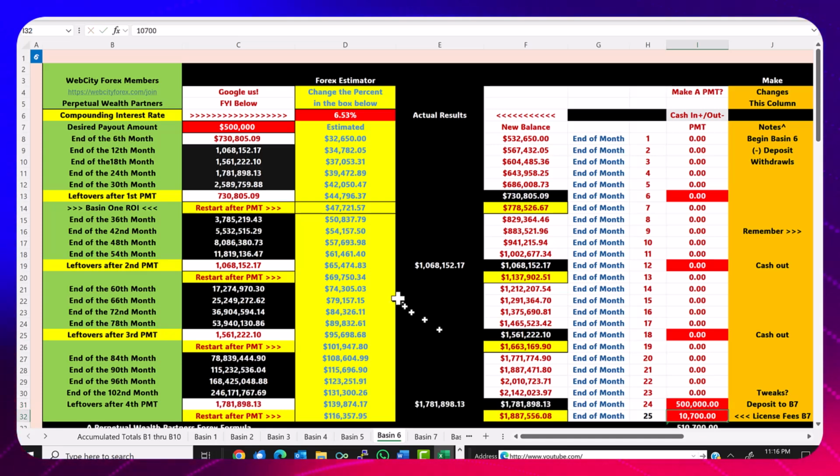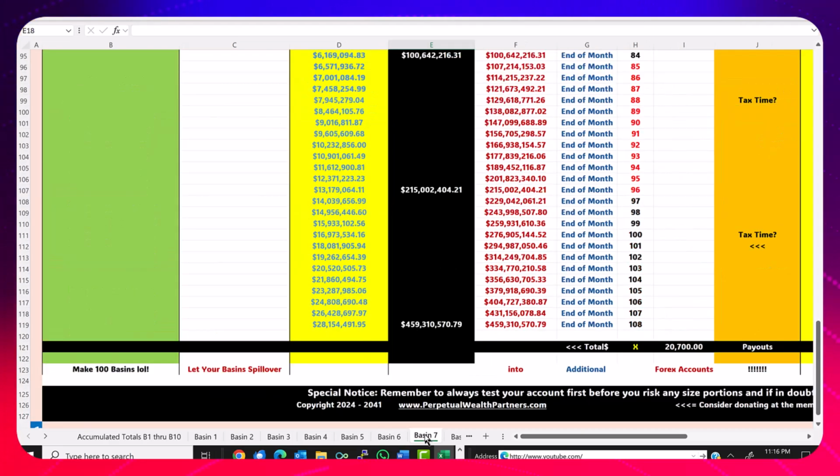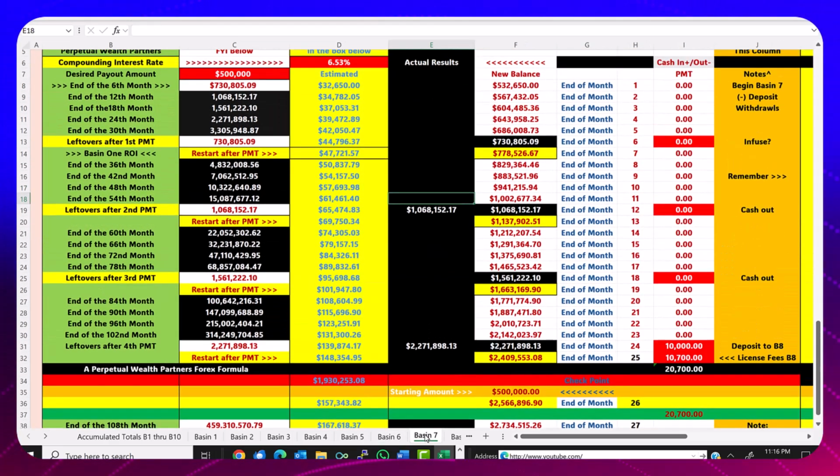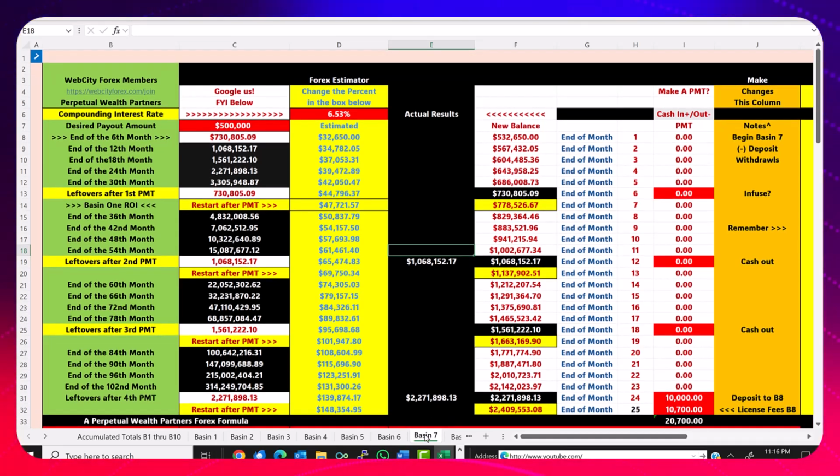Funny, when I was trying to manipulate this cell up here on the other Basin 1, something was going on in the computer and it wasn't allowing me to enter anything in because it was still doing some kind of calculation. I don't know what that was all about, but it's always fun to figure out what is going on.